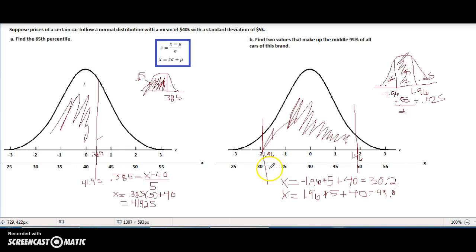So checking if this makes sense on the plot, we have 30.2, and indeed that makes sense. And then we have 49.8, which looks like the line is very close to 50, so yes, this makes sense. This just means that 95% of all the car prices would be between these two values. And that's it for these examples. Continue on to the next task.